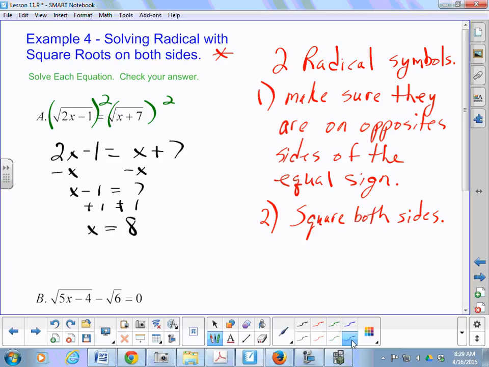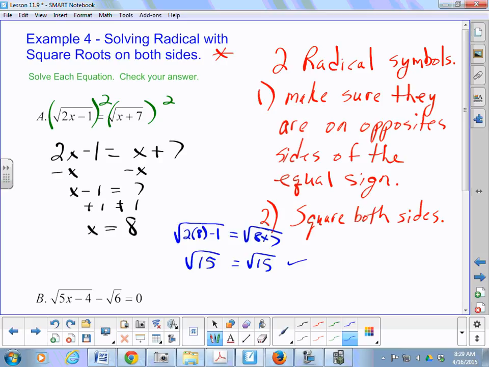We get the square root of 2 times 8 minus 1 equals the square root of 8 plus 7. So 16 minus 1 is 15. So we get the square root of 15 equals the square root of 15. That's all right, they check. As long as both sides are the same, it worked.